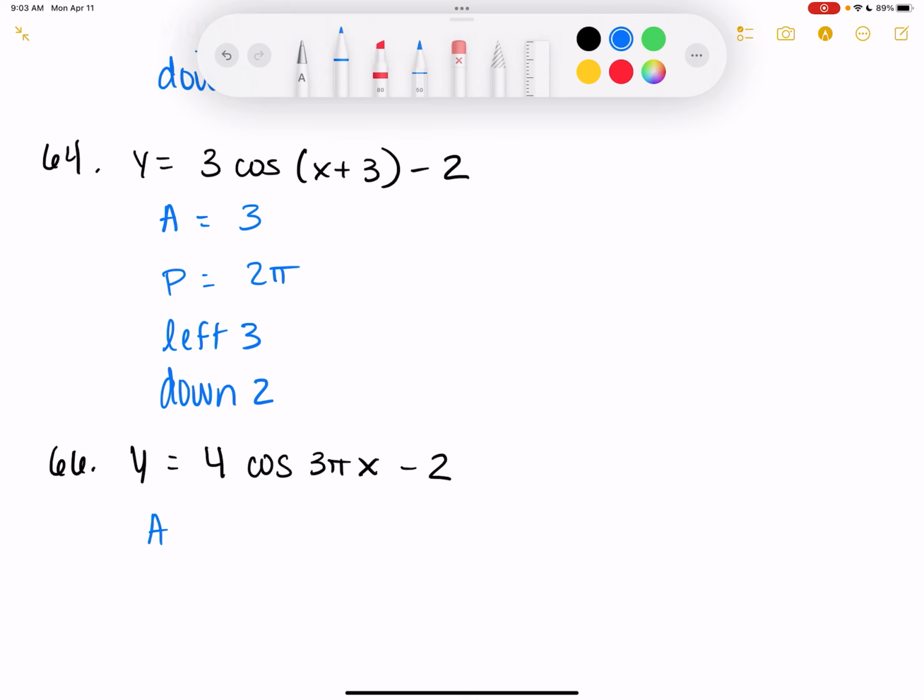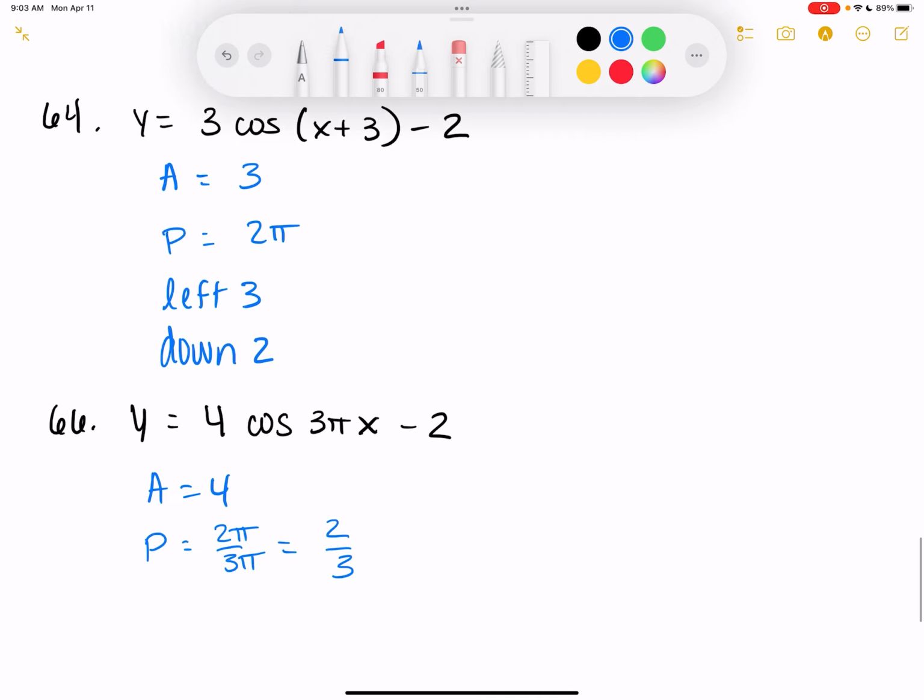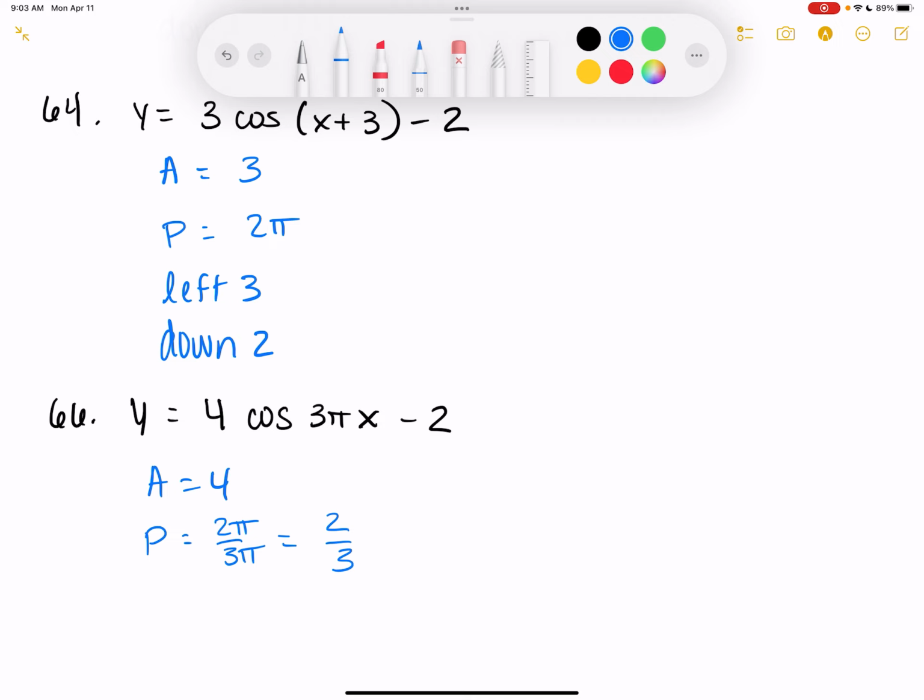Okay, amplitude is 4. Period is 2 pi over 3 pi, so it's 2/3. And then down 2. I was seeing if I was gonna trick you. At first I was like, you forgot the parentheses, but then I was like, I'm being stupid. That's why I wanted to do this one, because I got the sophomores on it. They were like, oh, it's right 2, and I was like, it's not in the parentheses. If there's not a parentheses, it's up and down.